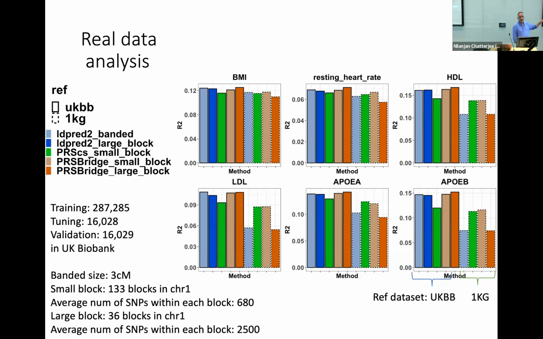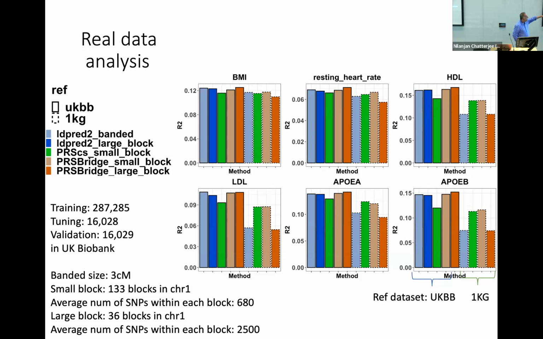If you are stuck with a small sample size for estimation of the LD, then we saw that you should use smaller blocks, because if you use large blocks, that means you are trying to estimate too many correlation parameters from a small sample size, and performance actually drops. So it is better to use a smaller block size.